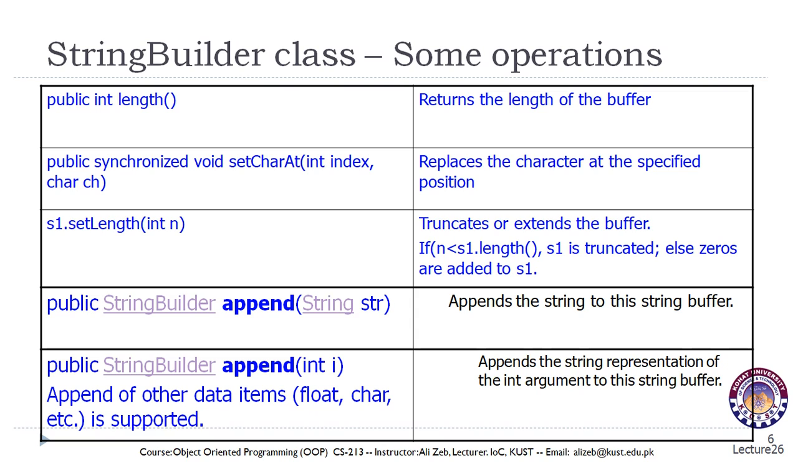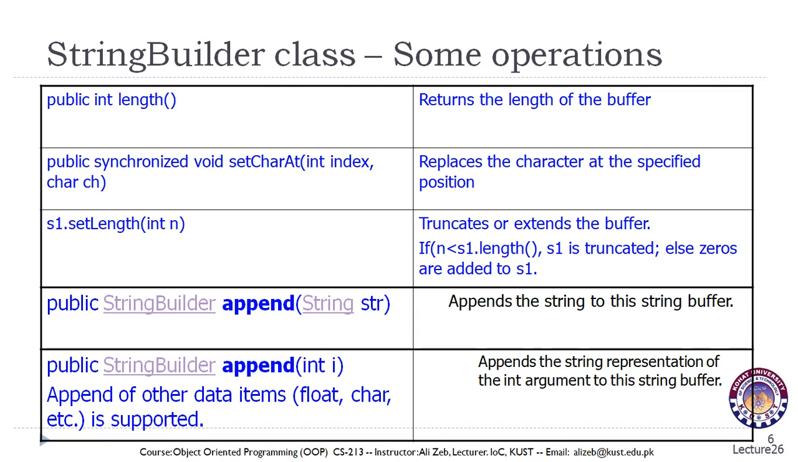To look at some of the operations of the string builder class, we have public int length. It returns the length of the buffer, that is the object of the string builder class. Public synchronized void setCharAt takes an int index and a character, and replaces the character at the specified position. setLength truncates or extends the buffer. If n is less than the length, s1 is truncated, else zeros are added to s1. That is, it specifies the length of our string builder object.